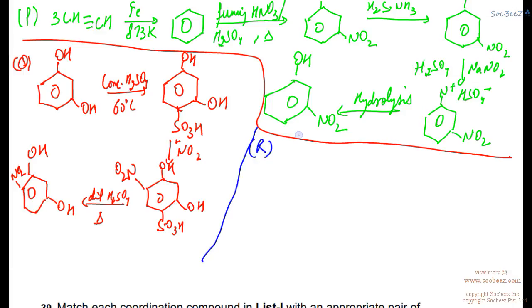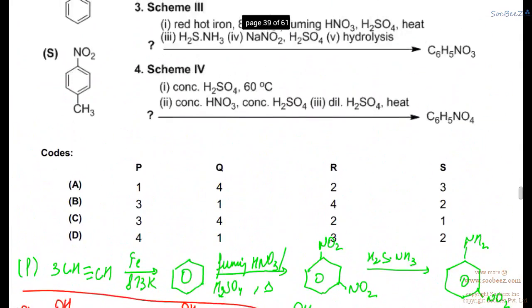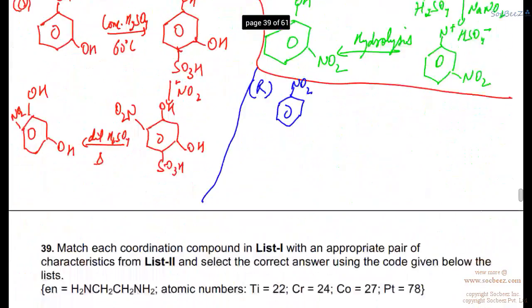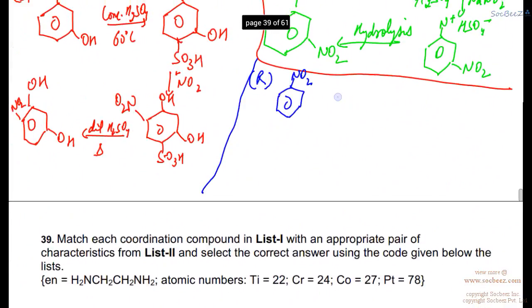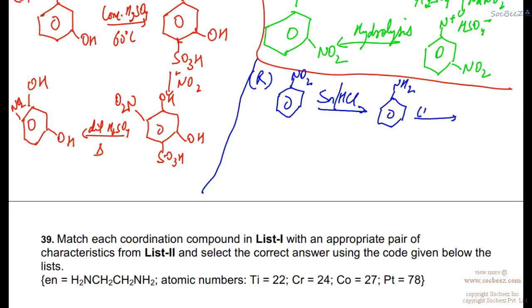Okay, so let's see what's happening in case of R. In case of R, we have this. With Sn/HCl, it will undergo reduction and forms an amine.